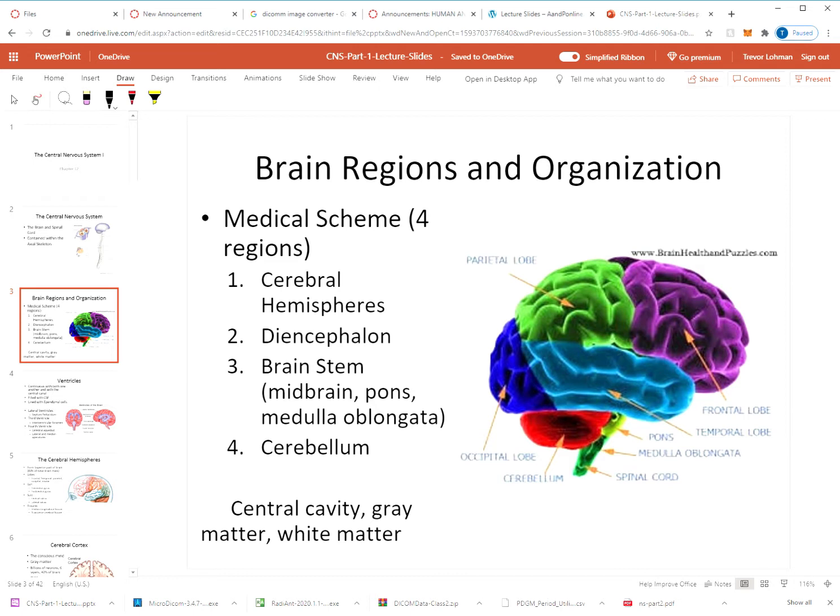So cerebral hemispheres, which compose most of the mass of the brain, about 83%. Those are wrapped around the diencephalon, which is made up of the thalamus, hypothalamus, and epithalamus. And then the diencephalon sits on top of the brainstem, which is composed of the midbrain, pons, and medulla. And behind the pons, we have the cerebellum. We're going to talk a bit about the cerebellum.